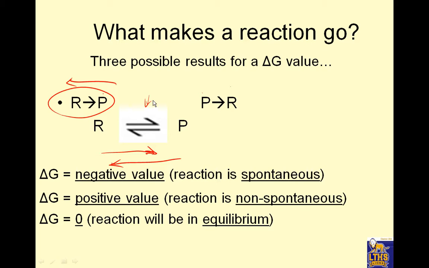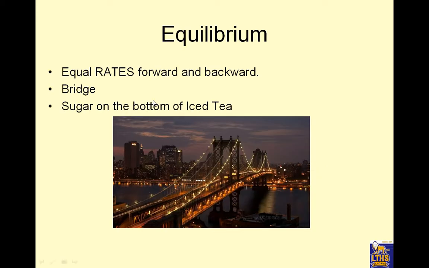So what happens is there's a case where delta G can be 0, where the heat and the entropy are working in equal but opposite directions to get equilibrium. So both reactions can happen at the same time. Okay, so equilibrium. What's happening during equilibrium is that the rate of the forward reaction and the rate of the backward reaction are equal. Okay, what's equal at equilibrium?